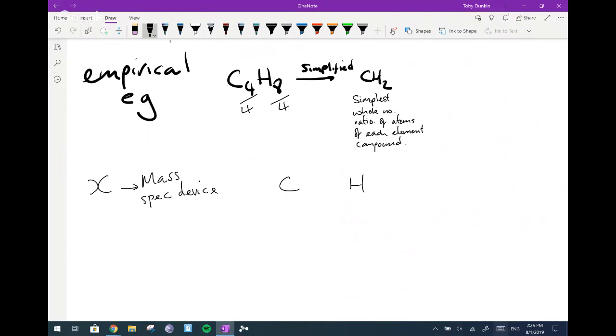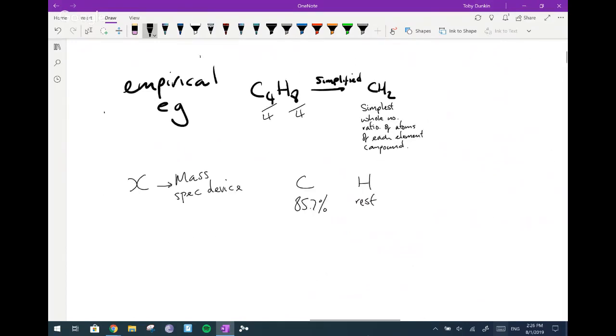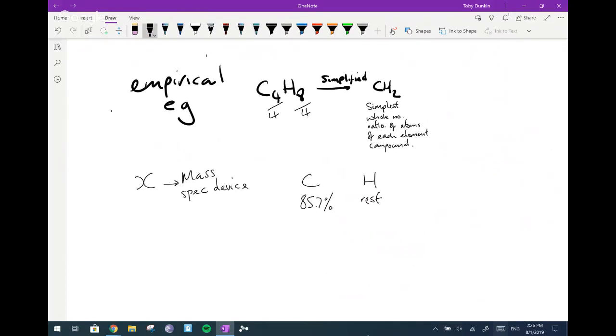So I've got 85.7% carbon, and therefore the rest would be hydrogen. Now that's a very common GCSE question right there, and they'll say give the empirical formula. So the first step in the calculation, of course, is simply to work out the difference of 100%, to work out the percentage of hydrogen. So 100 minus 85.7 spits out 14.3%.